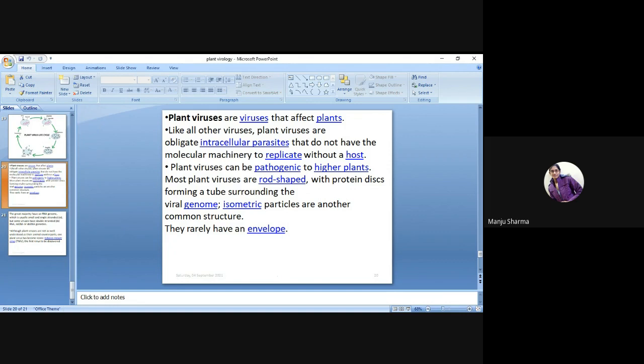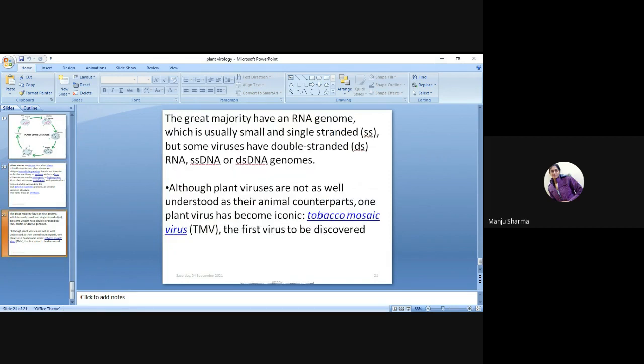They always use the host body for their replication. So most plant viruses are rod-shaped with protein discs forming a tube surrounding the viral genome. Isometric particles are another common structure, and they rarely have an envelope. The great majority have an RNA genome, which is usually small and single-stranded, but some viruses have double-stranded RNA, single-stranded DNA, or double-stranded DNA genomes.